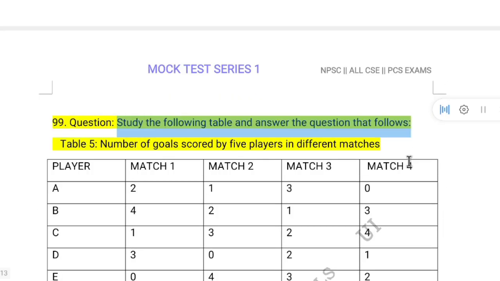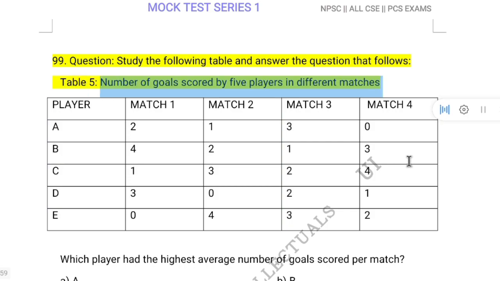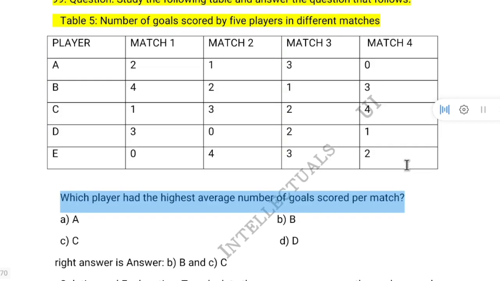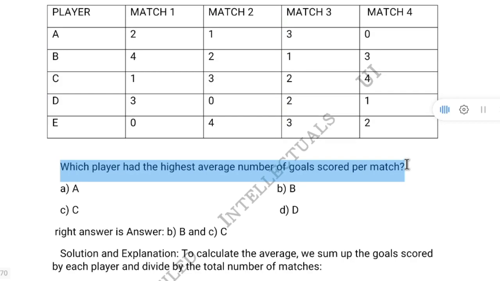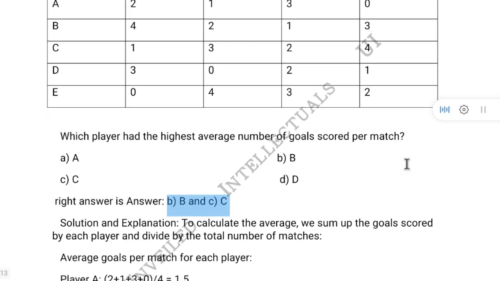99. Question. Study the following table and answer the question that follows. Table 5. Number of goals scored by 5 players in different matches. Which player had the highest average number of goals scored per match? A. A, B. B, C. C, D. D. Right answer is B and C.